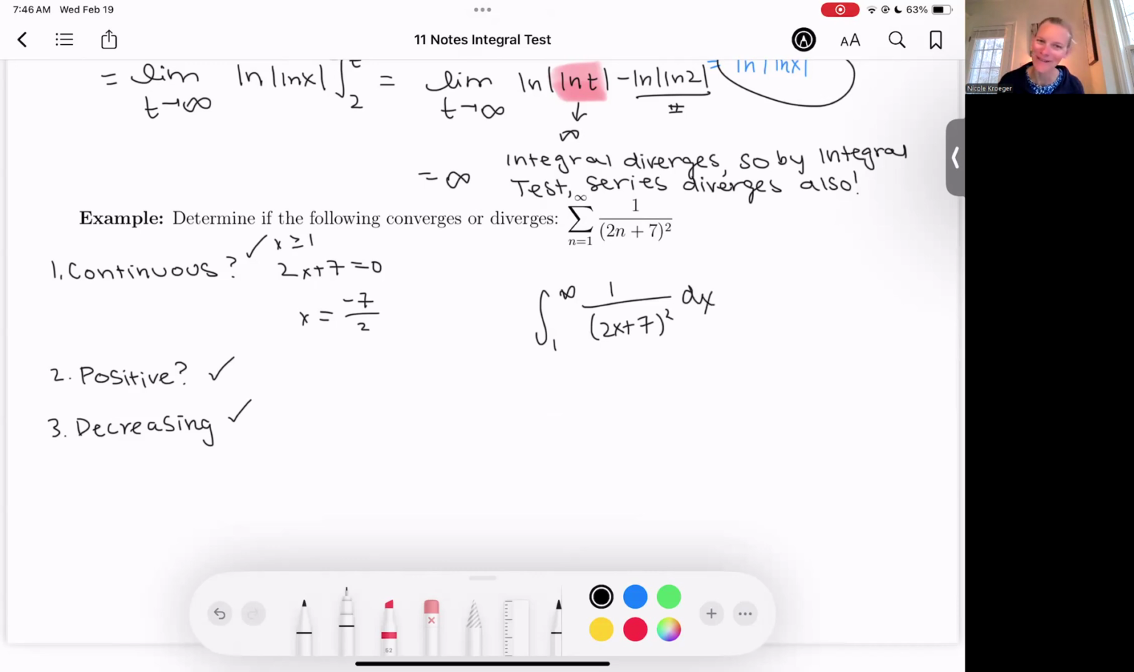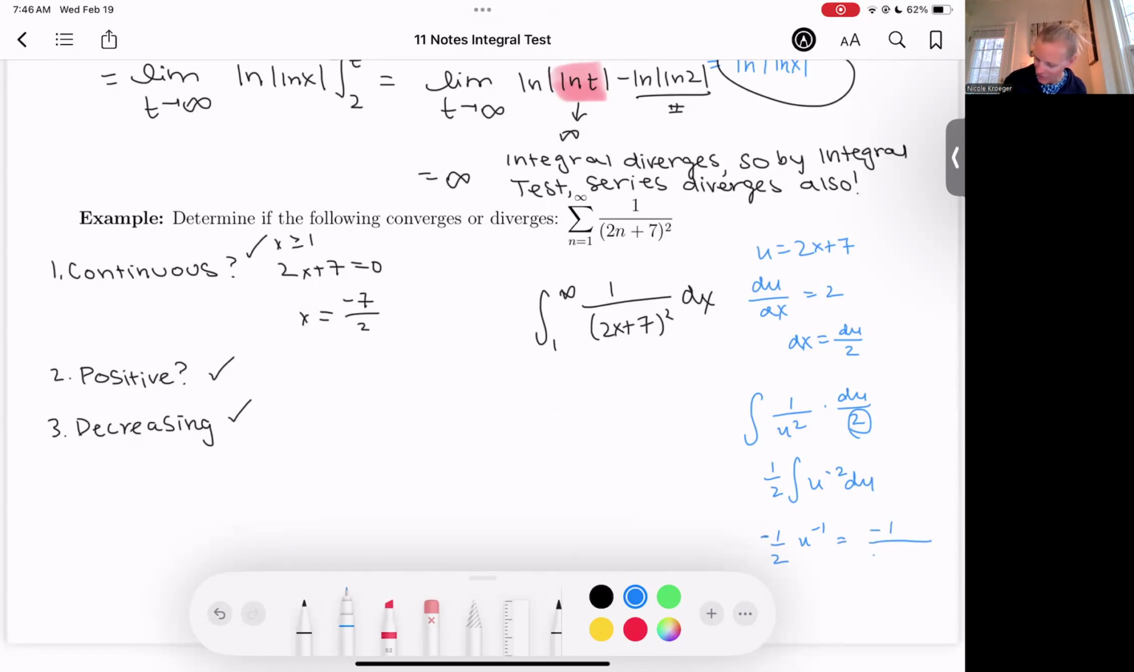Okay, we're going to have to do a u substitution again. So we can pick u to be 2x plus 7. So du over dx is 2. So dx will end up being du over 2. So my integral will be 1 over u squared times du over 2. And so I'll pull that 1/2 out front from the 2 here. We get u to the negative 2 du. When I anti-differentiate, I add 1. So I get u to the negative 1, and then I have to divide by negative 1. So I'm going to get a negative out front. So this is going to give me negative 1 over 2u. So 2 times (2x plus 7).